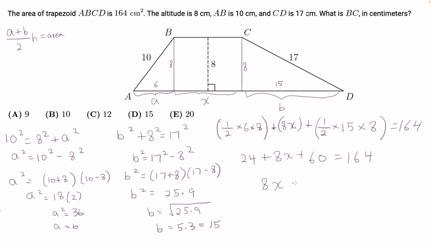So 8x equals 164 minus 84. So 8x equals 80, and x equals 10. So the length of this side is 10. And that's the length of BC. So the answer is 10.